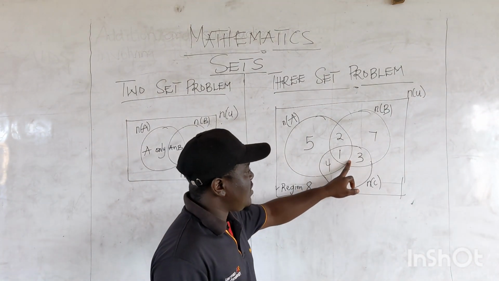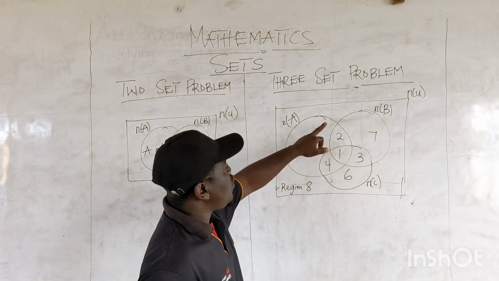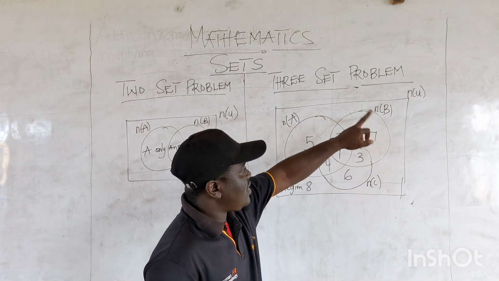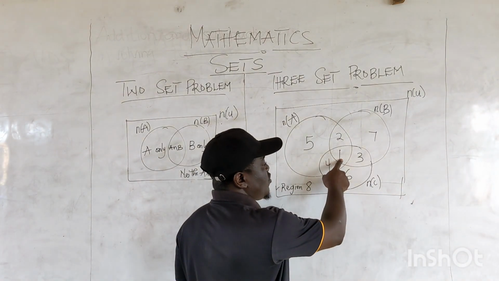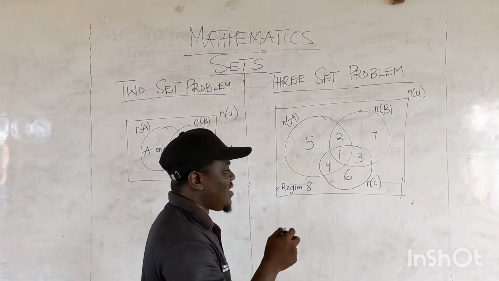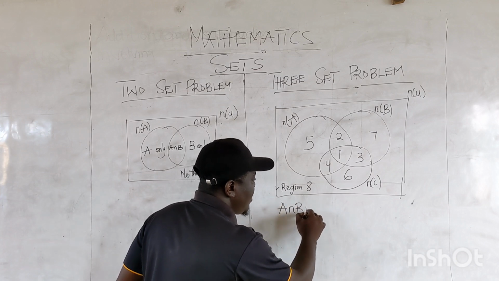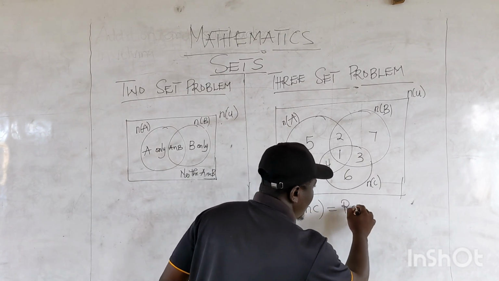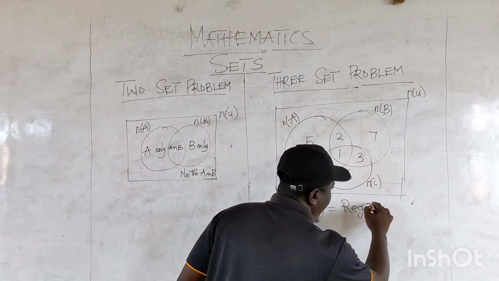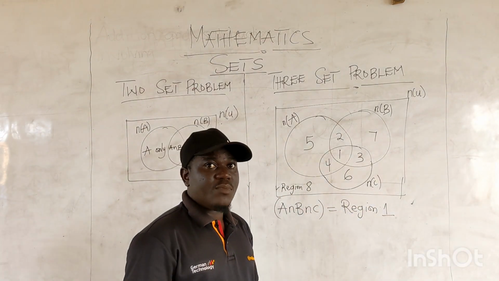Now, region 1 has to do with the intersection of the three sets. So set A, set B, and then set C, they all meet at region 1. So region 1 is our A intersection B intersection C. That's our region 1. I believe you are with me.